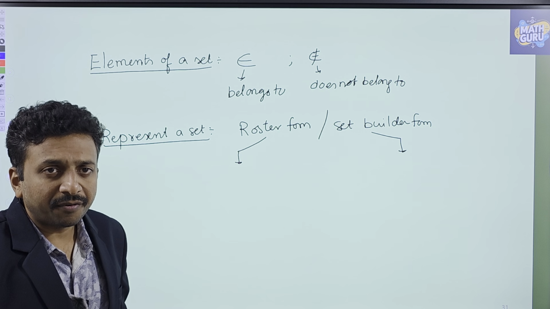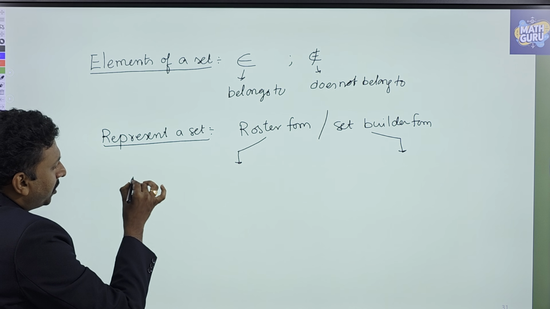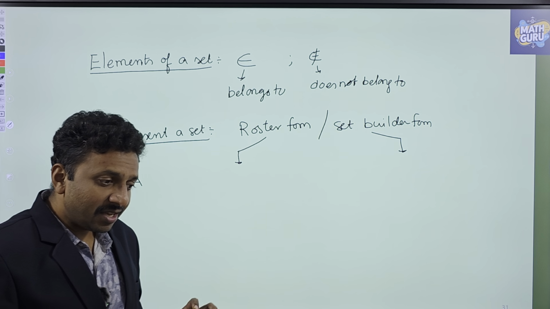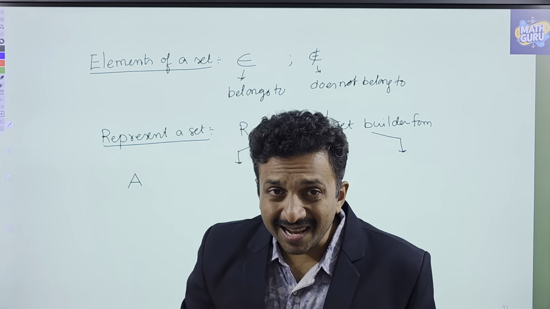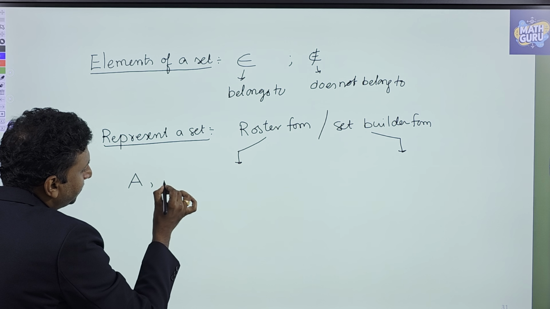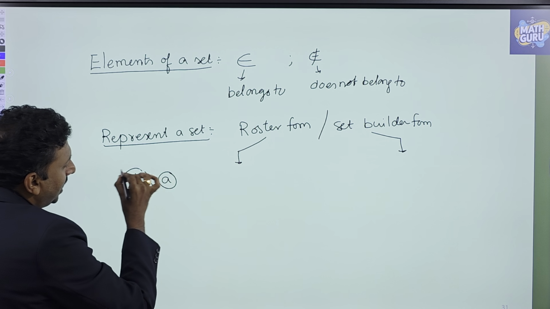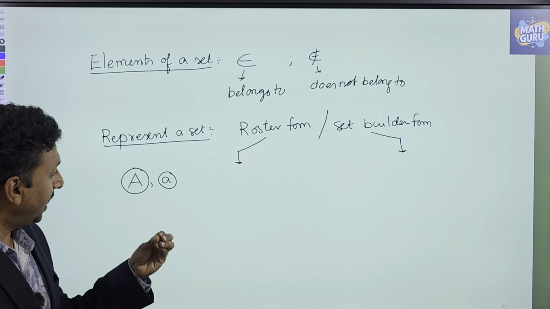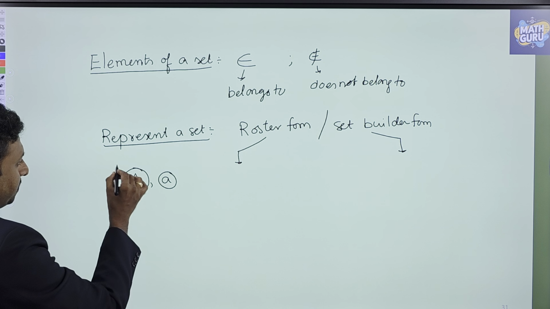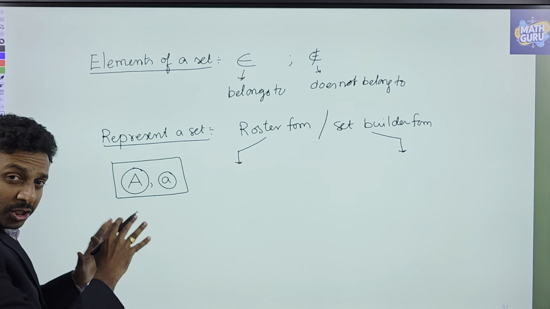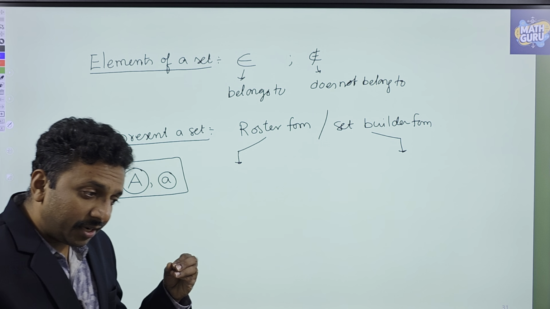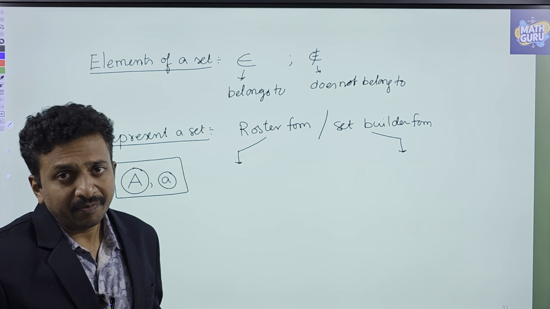Before actually going to roster form, usually sets are denoted by capital letters. That's a usual convention that we use. The set is denoted by a capital letter and the elements of the set are denoted by small letters. It's a usual convention. There is no hard and fast rule that you have to do this. So even if you denote a set by small letter, it's okay for me.